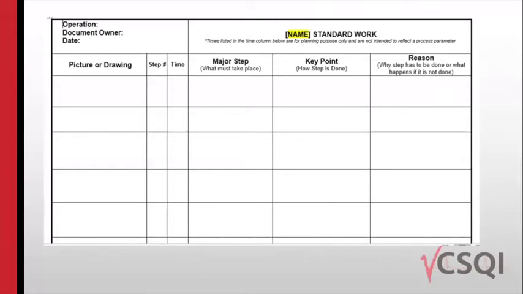And so from top to bottom and left to right, this sheet will give you a chance to indicate the operation that's being looked at, who owns it, and the date that it's being done. We sometimes use a picture or a drawing just to illustrate the process and for training purposes. We include the step number, step 1, 2, 3, 4, 5, 6, et cetera, and if necessary, the amount of time it should take to do each step. After that, we look in the middle at the major step. What is the key thing that must be done?